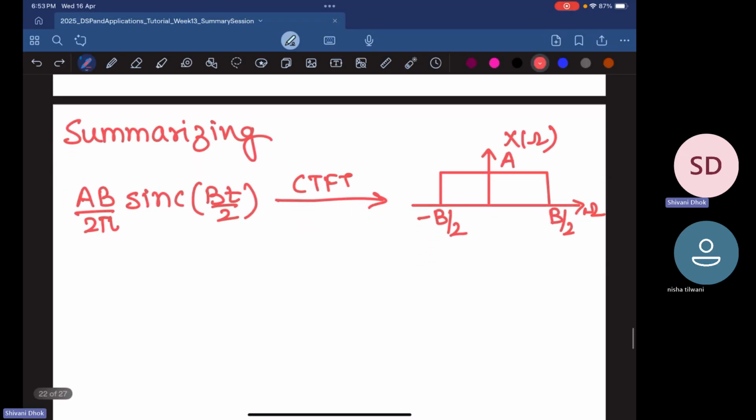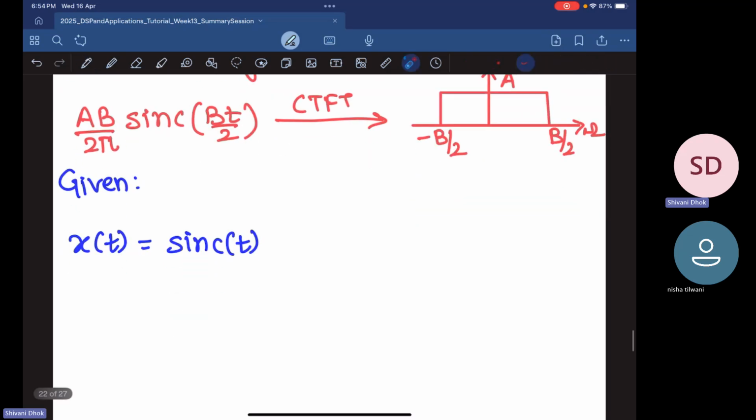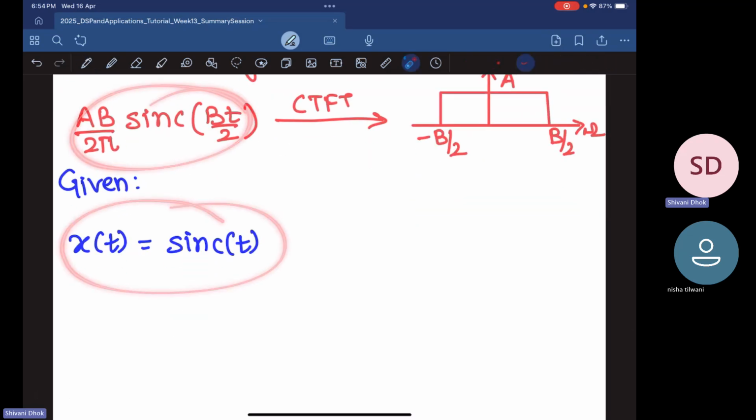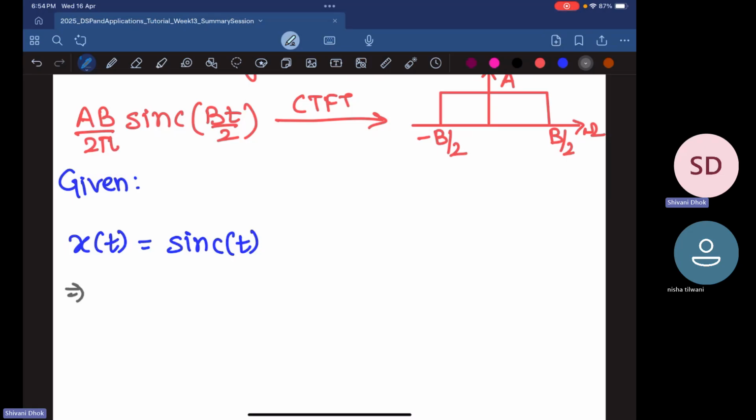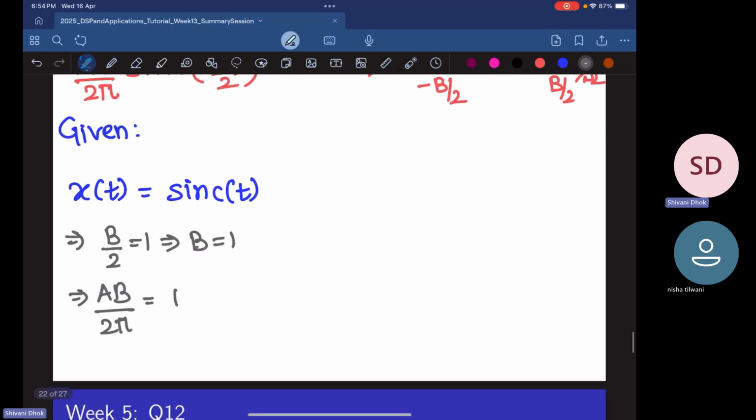Okay, so now given to us is x of t equal to sinc t. So now if I compare this and this, what do I get? It means that b by 2 equals 1, which means b equals 1. And in a similar way, ab by 2 pi is also equal to 1, but my b is equal to 1, so therefore a equals 2 pi by b, which comes out to be equal to 2 pi.